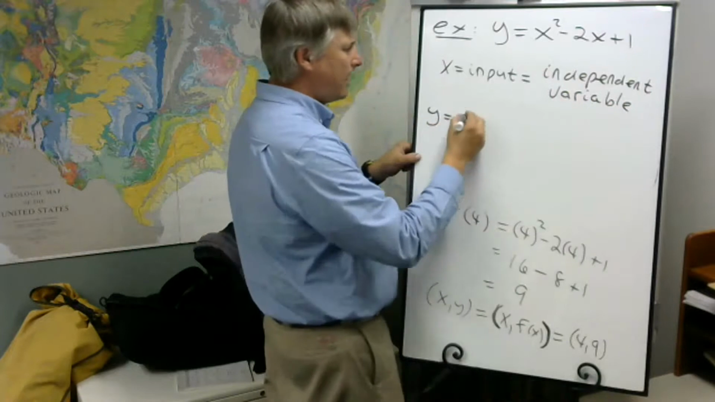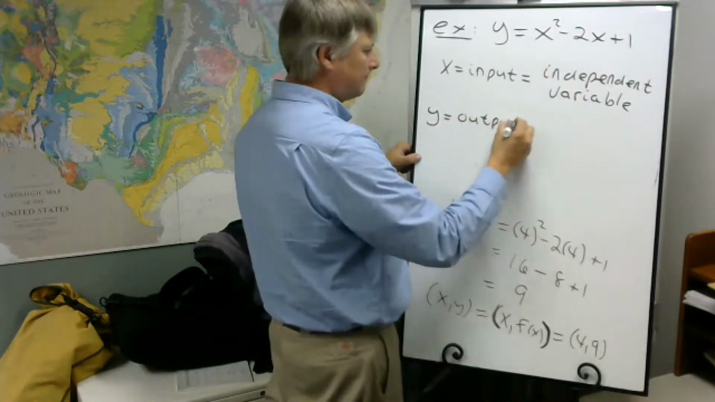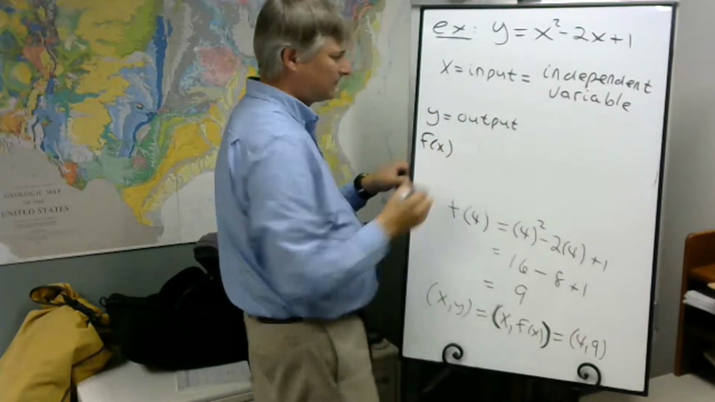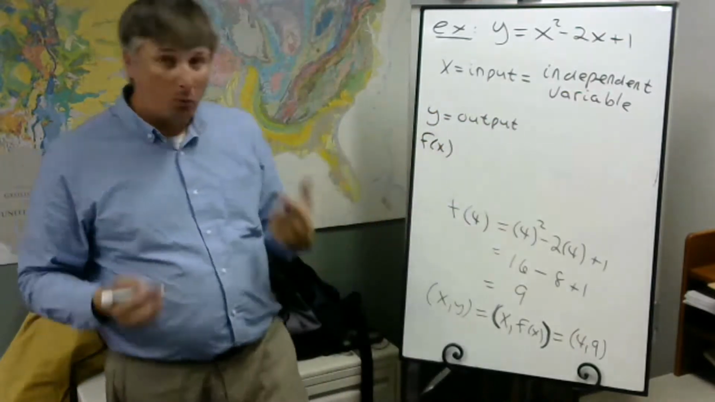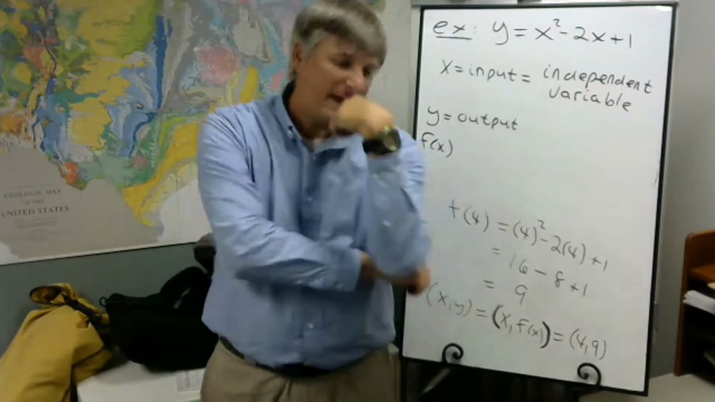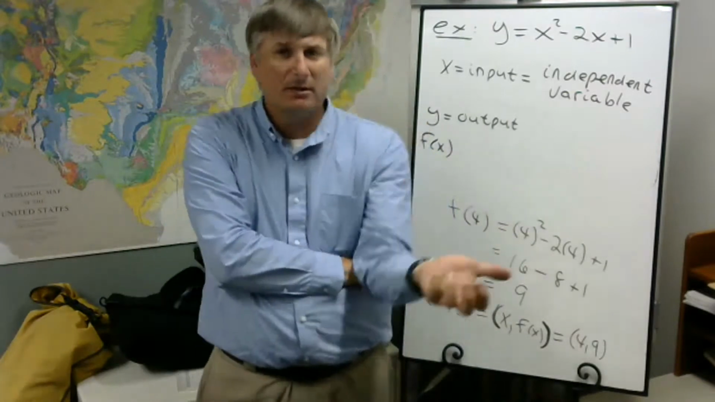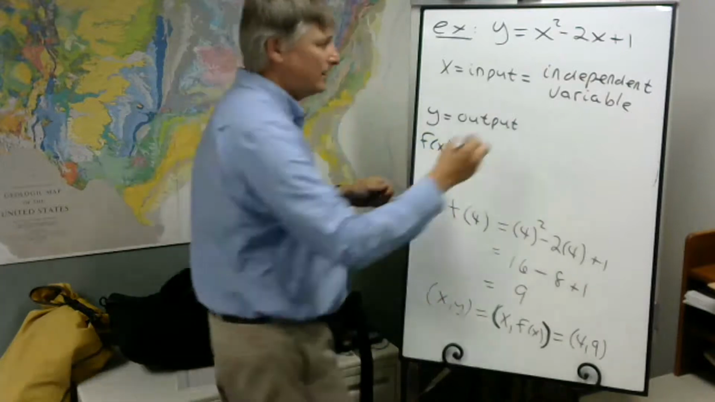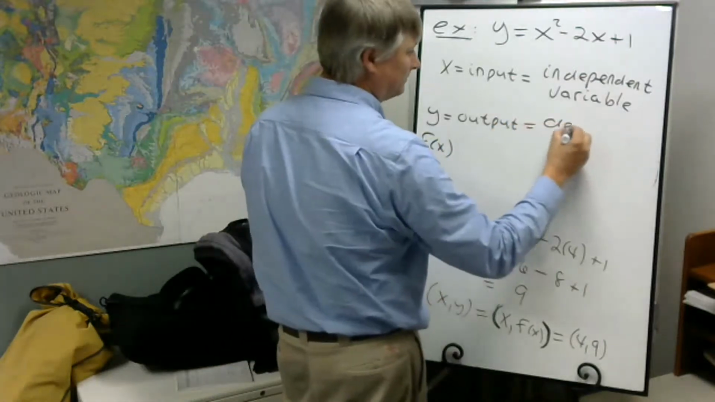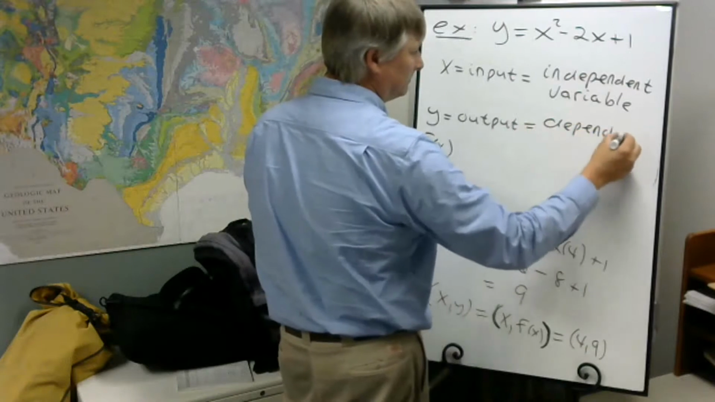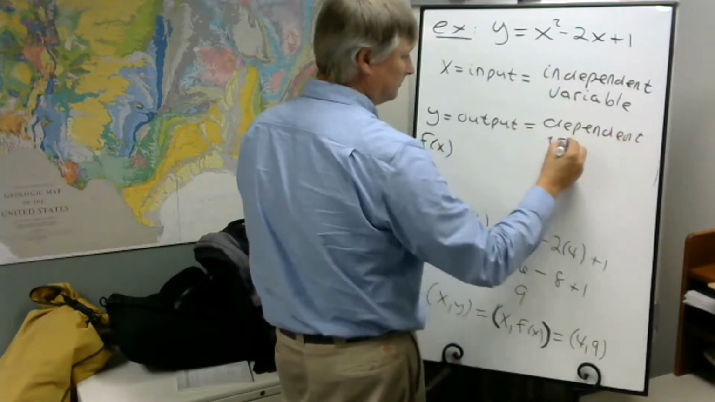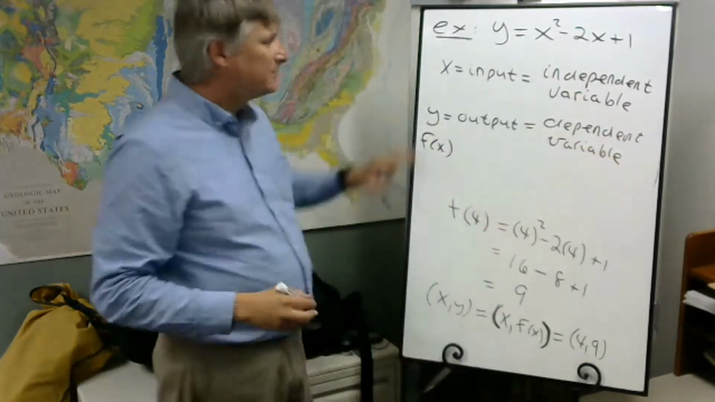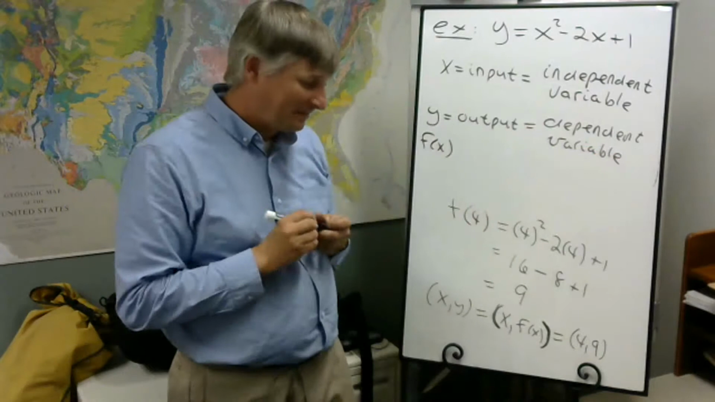Now the output y, and we could also refer to this as f of x. But the output y, that is something that is dependent upon what we chose as input. So that means y is what we call a dependent variable. Its value depends upon the value of the input.